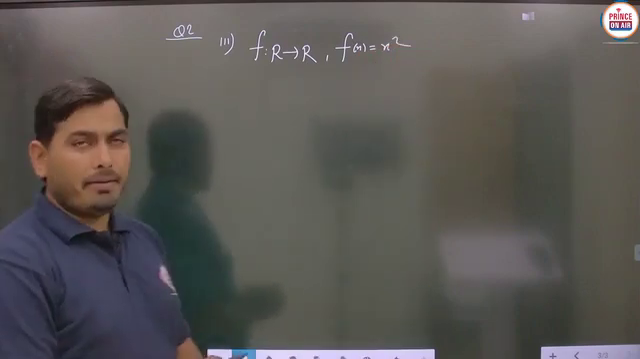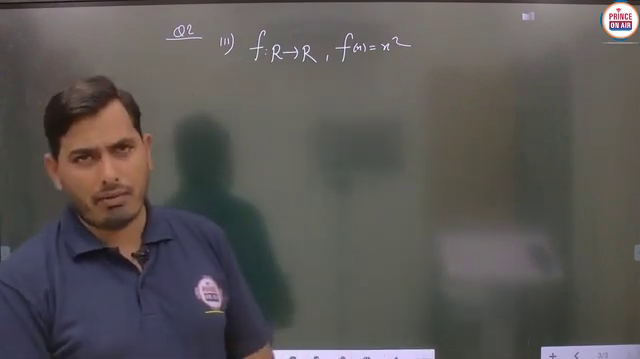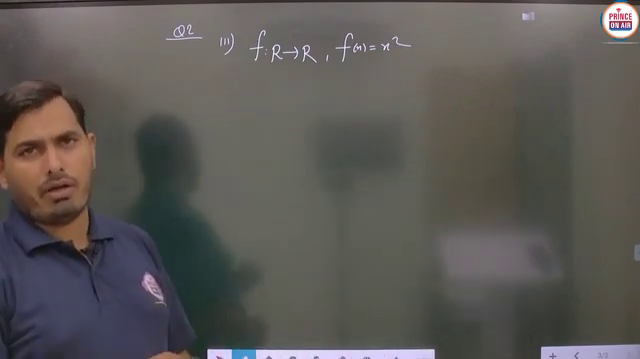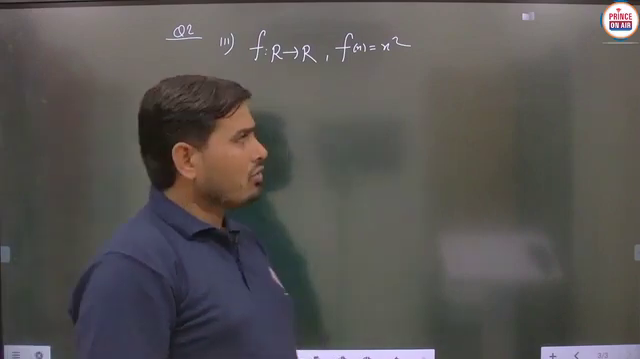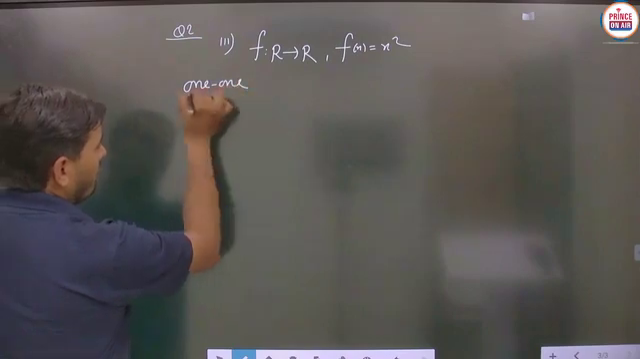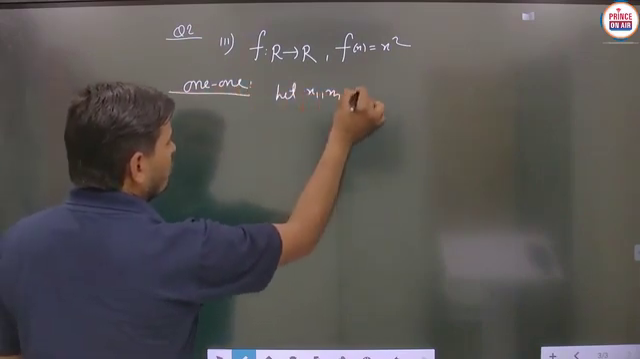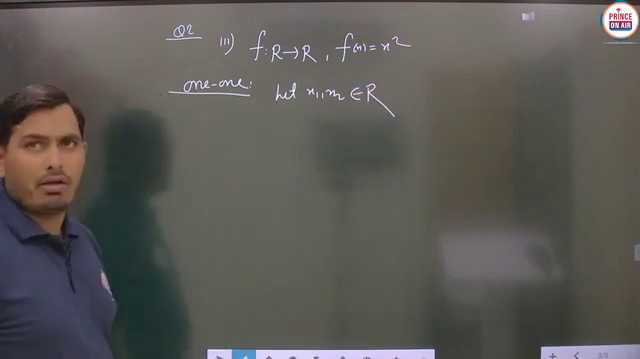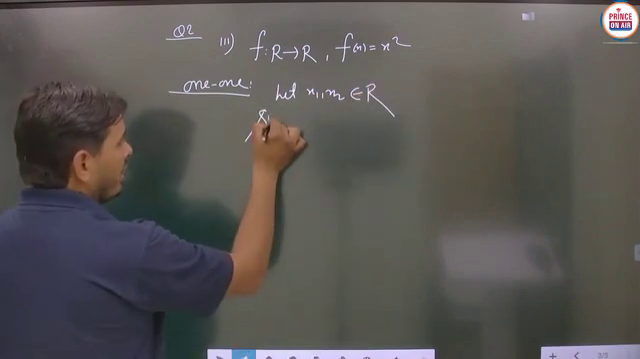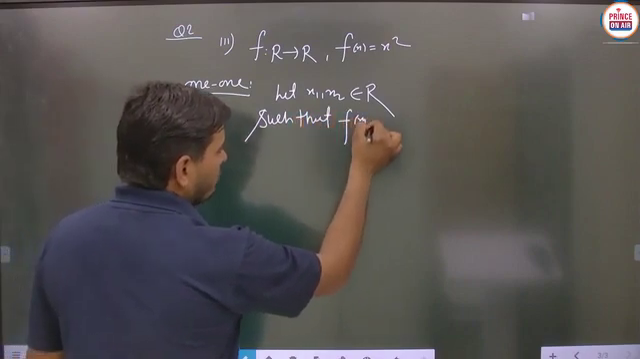Is it to be clear? No problem. Again, students, we will do the work for the real numbers, and I think each and every student knows very well about the set of real numbers here. So basically, for one-one, what will we say? We can say that let x1, x2 both belong to the set of real numbers, such that f of x1 equals f of x2.